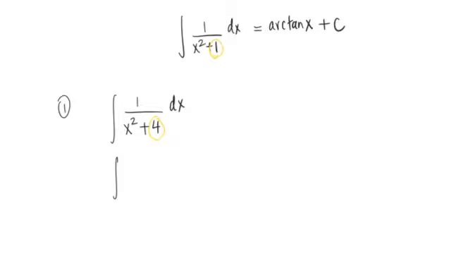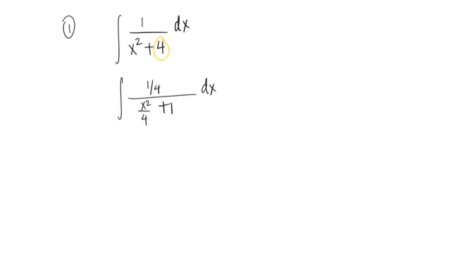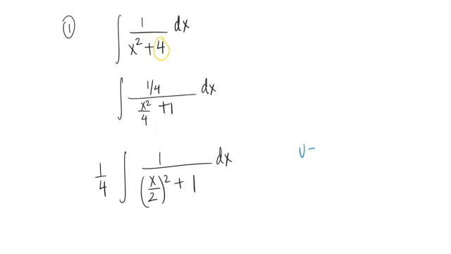And so you would get 1/4 on top, and on the bottom we would get x squared over 4 plus 1 dx. Now this can be written as 1/4 comes out front, and then 1 over (x over 2) the quantity squared plus 1 dx. And now you can do this very easily with a u substitution of x over 2. So du dx is 1/2.